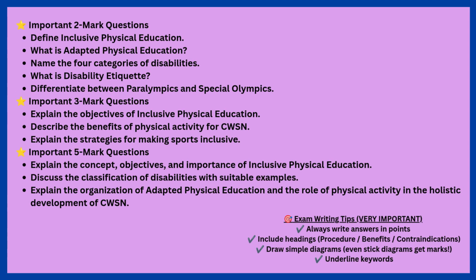Important 2-mark questions. Define inclusive physical education. What is adapted physical education? Important 3-mark questions. Explain the objectives of inclusive physical education. Describe the benefits of physical activity for CWSN. Important 5-mark questions. Explain the concept, objectives, and importance of inclusive physical education. Discuss the classification of disabilities with suitable examples.